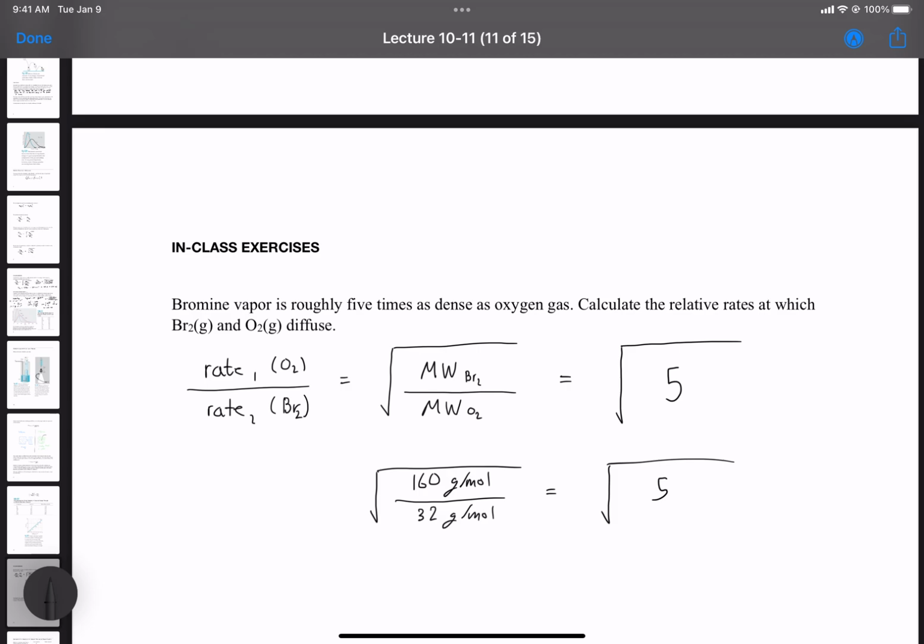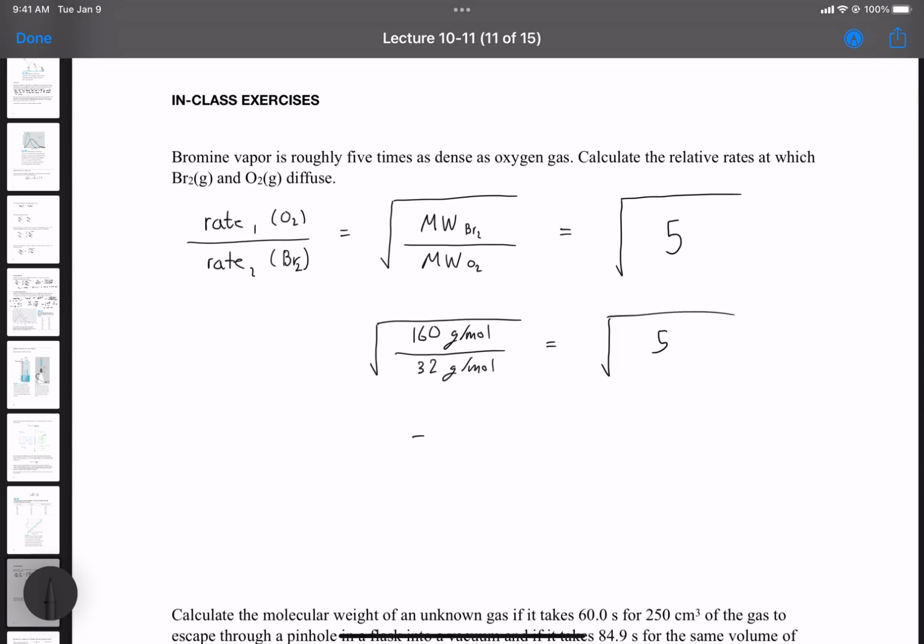Okay. So if we take the square root of 5, we will get 2.236. So we can say oxygen diffuses about 2 times faster than bromine. So that's how we would do that. That's how we do that problem.